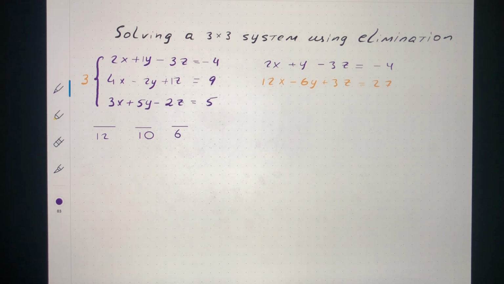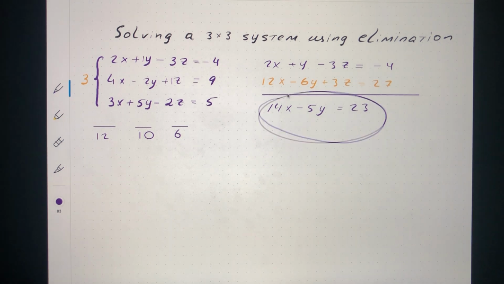Now when we add them, we have 12x plus 2x, that's 14x. 1y minus 6y is minus 5y. Z's cancel off. Minus 4 plus 27 is 23. And that's our first equation that has no z's.